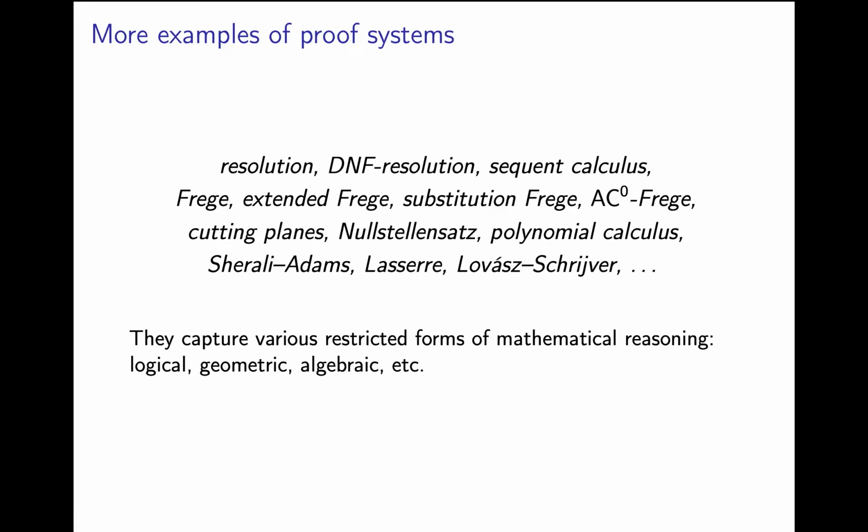For instance, Frege is like the usual textbook-style propositional logical system. Extended Frege is a version where you're allowed to define some new variables to abbreviate expressions. Substitution Frege is another version where you're allowed to reinstantiate previously proved statements by renaming their variables, kind of similar to how you first prove a lemma and then use it several times in different contexts. Other systems correspond to geometric reasoning or algebraic reasoning, and so on.